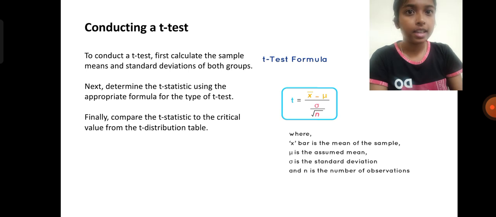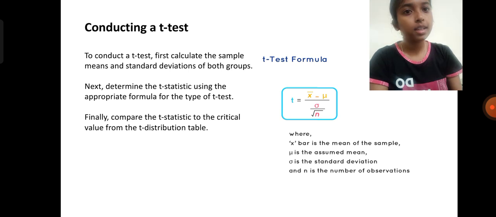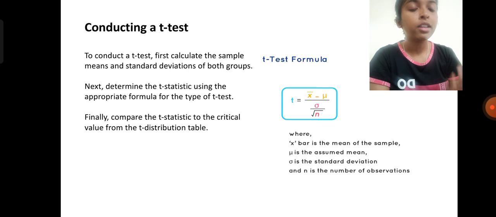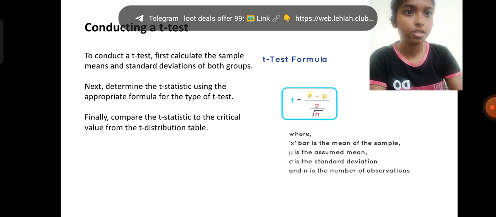Conducting a t-test. To conduct a t-test, first calculate the sample means and the standard deviations of both the groups. Next, determine the t-statistic using the appropriate formula for the type of t-test. Finally, compare the t-statistic to the critical value from the t-distribution or a table. The formula is given by t is equal to x bar, the mean of the sample, minus mu, the assumed mean, divided by sigma, the standard deviation, divided by root of n. n is the number of observations.